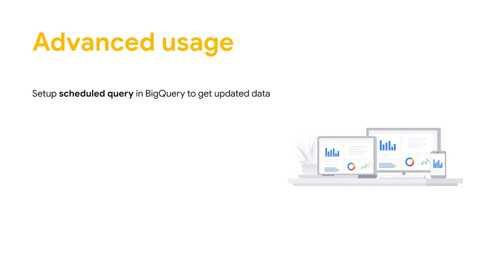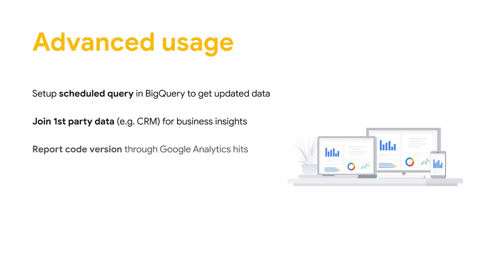To make this dashboard more useful, as advanced steps, we recommend setting up scheduled query in BigQuery to get updated data, joining first-party data like CRM for business insights, and reporting your code versions through Google Analytics hits to monitor change results. You can find more information about these in our blog post.